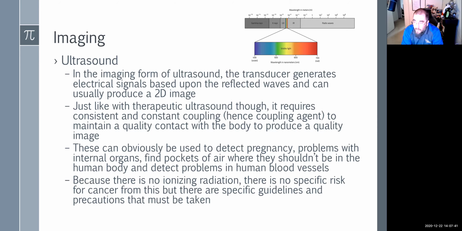Can obviously use it to detect pregnancies, problems with internal organs, pockets of air where there shouldn't be pockets of air, and even problems in blood vessels, maybe if you have a clot or something like that, right? So we often use Doppler ultrasound on the calves to look for DVTs, deep vein thromboses. Again, because there's no ionizing radiation, there's no specific risk for cancer with ultrasound. So that's a good idea. Though there are some specific guidelines, and we'll talk about those next semester, of when ultrasound can be used and when it can't be used.